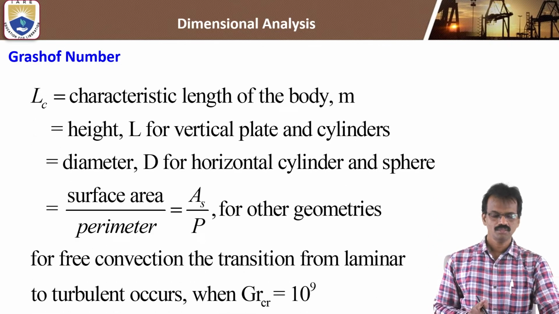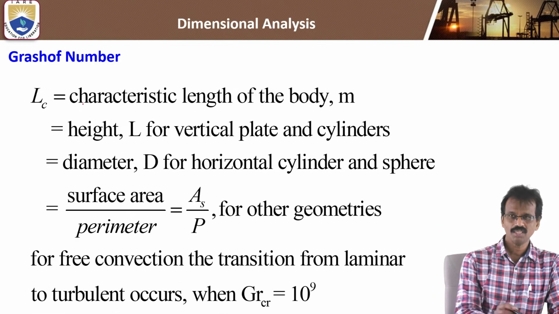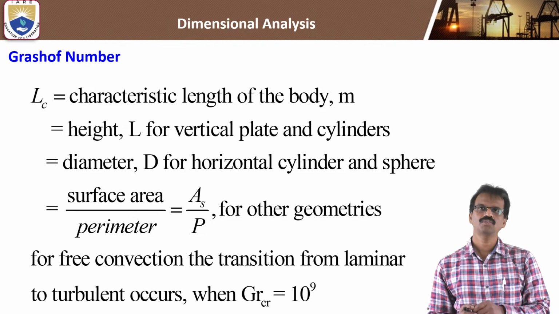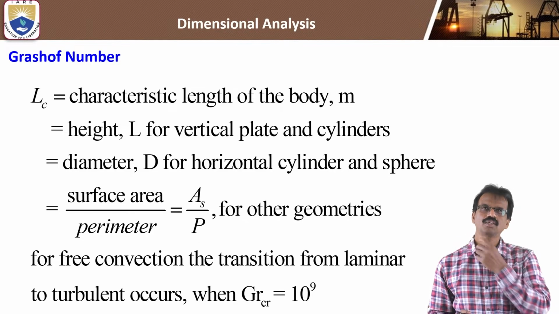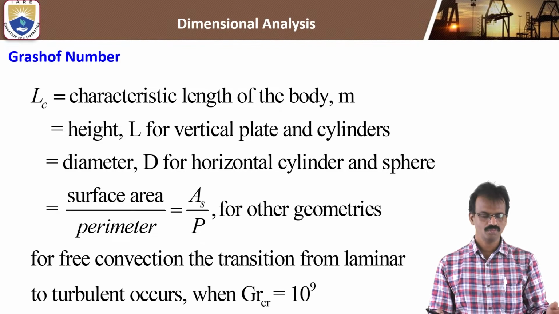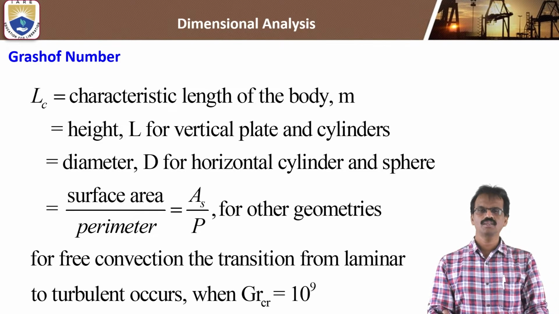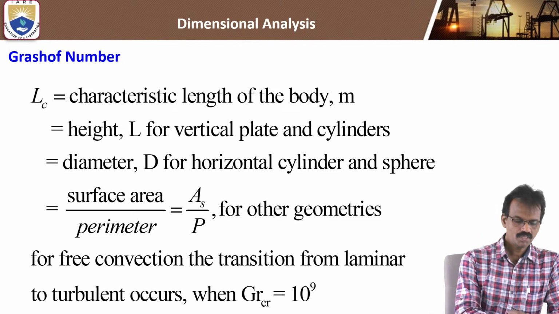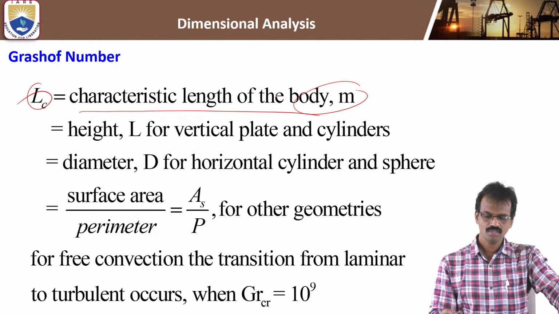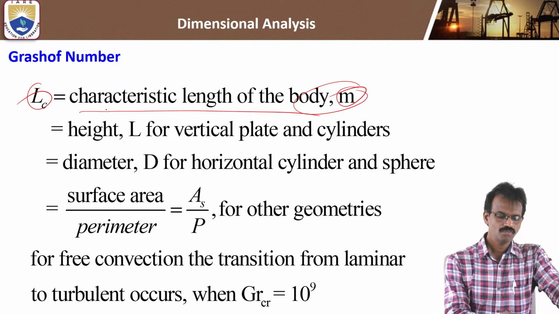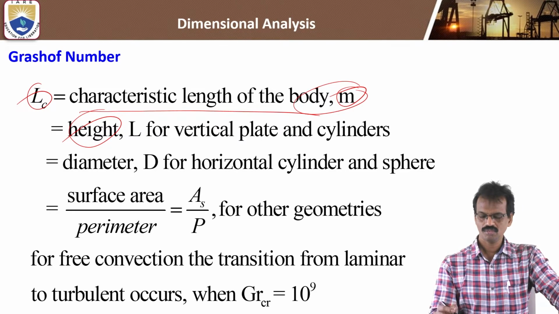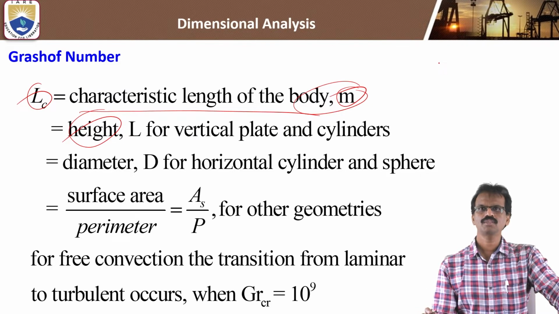We'll see Lc for the external flow and Lc for the internal flow. Lc you can take differently when the flow is passing through different geometrical constructions of the body. First of all, Lc is the characteristic length of the body, taken in meters. First, Lc is equal to height, because in natural convection, height is important.